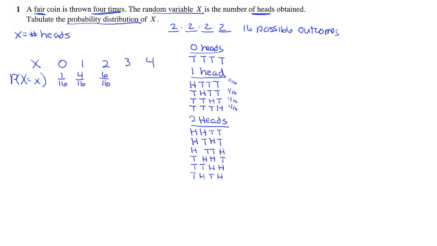Now let's try it again with 3 heads. I'm going to try to find the different ways to do 3 heads. I'll give you the first one that I've come up with. It's going to be heads, heads, heads, and then a tail. Now, how many other ways can you come up with where you could get 3 heads? Pause it, and see what you come up with.